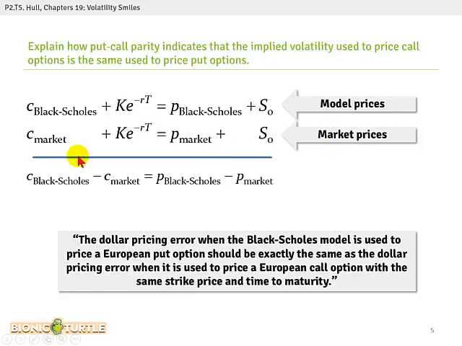And so he then does a subtraction to show this formula and the conclusion that the dollar pricing error when the Black-Scholes model is used to price a European put option should be exactly the same as the dollar pricing error when it is used to price a European call option with the same strike price and time to maturity. You'll recall this condition here, identical strike and time to maturity, is a condition of the put-call parity. And so this is the proof, so to speak, of showing that the dollar pricing error when the model is used is going to be the same for the call as for the put.